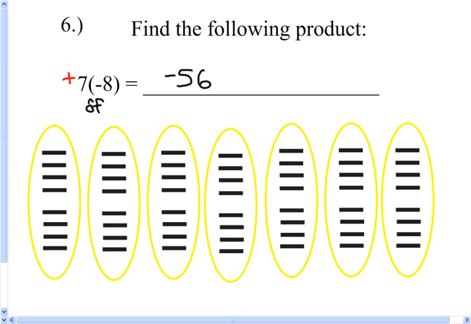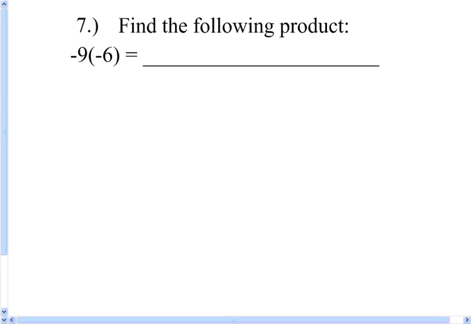So this is what we did in this problem. Instead of adding a positive number, though, we added a negative number over and over again. -8, -16, -24, -32, -40, -48, and -56. And that was the answer here to number 6. But we're looking here at number 7. And it's a little bit different.